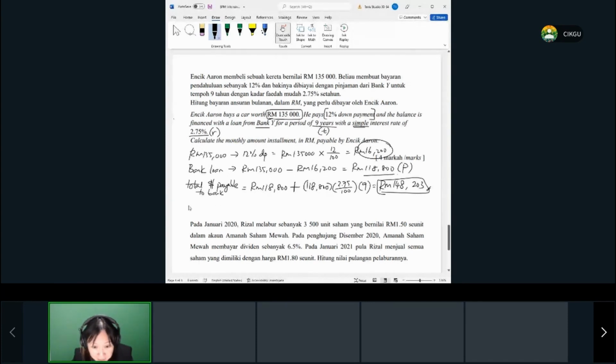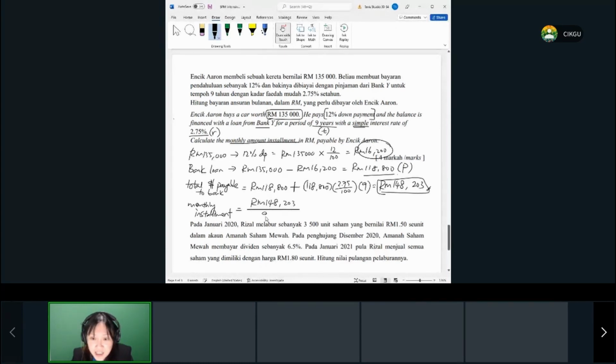So now let's calculate the monthly amount. What the question wants is the monthly installment. That means in 9 years you need to pay back this amount to the bank. So every month how much do you need to pay? Of course this one is very easy. All you need to do is just divide the installment. This much money you need to pay back in 9 years.